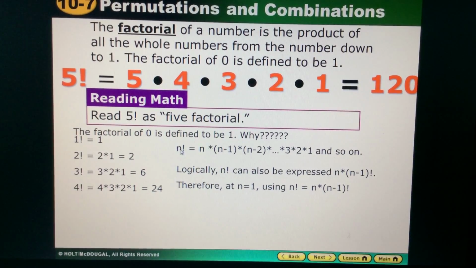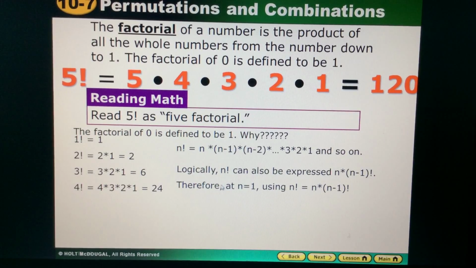So any number with a factorial, like if you put 7 factorial or 10 factorial, whatever number you put in for n, it would be that number times the next number lower than that, times, and keep on going until you get to 3 times 2 times 1, and so on. So you could also express n factorial as n times n minus 1 factorial. For example, if we were doing 3 factorial, we could call that 3 times 2 factorial, because 2 times 1 is 2 factorial. Or we could express 4 factorial as 4 times, and then these 3 numbers represent 3 factorial.